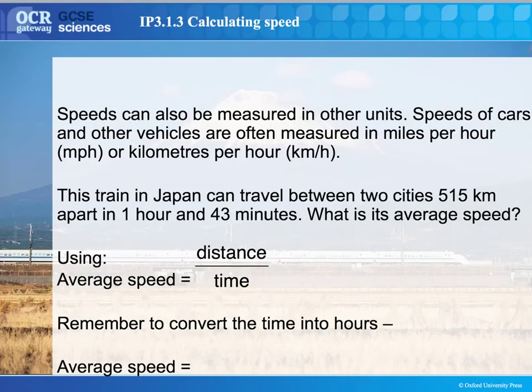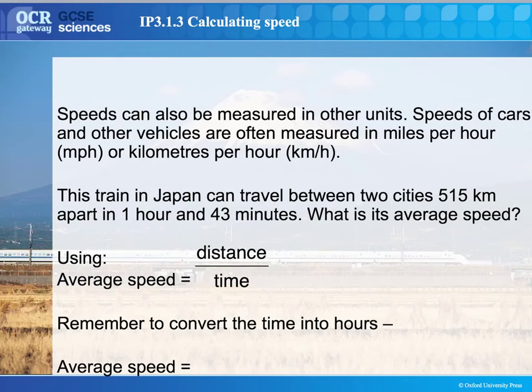Final way examiners could try and trip you up, because examiners always like to try and trip you up, is by changing the units that you're expected to calculate speed in, changing the time component or something like that. This question is asking about a train travelling between two Japanese cities that are 515 kilometers apart, taking 1 hour and 43 minutes to do so. The equation that you're going to use is a straightforward one, distance divided by time. The first thing you've got to do, though, is to make sure that you get the distance component correct.